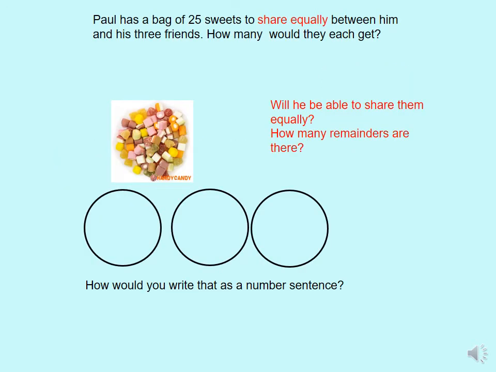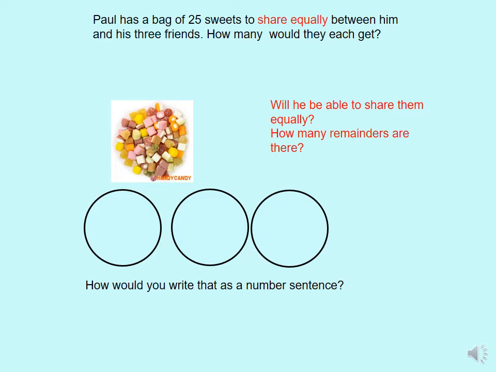And here is the next one. Now this is slightly different. We are sharing, we're not using our number line. So Paul has a bag of 25 sheets to share equally between him and his 3 friends. How many would they get each? Okay, and would we be able to share them equally? How many remainders are there? Does anybody remember what a remainder is? The remainder is what is left over.